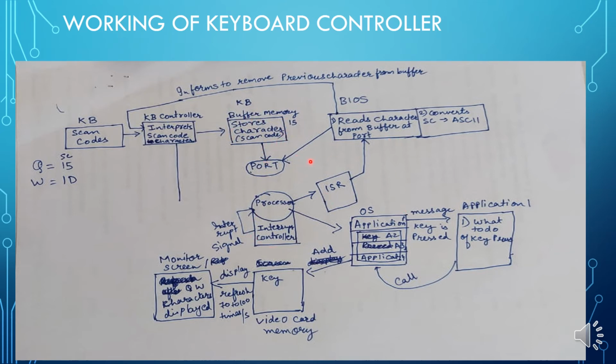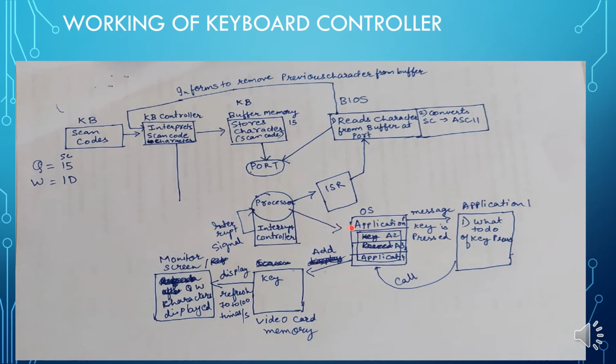So the main task is of the processor, interrupt controller, and keyboard controller. After this, the code 15 is read from the port by the BIOS, and then it is given to the processor, and the processor gives it to the operating system. The operating system will find which application needs that particular key, that is, which application needs 15. For example, there are a number of applications like Word, PowerPoint, MS Outlook, etc. But the operating system will decide which application needs that.